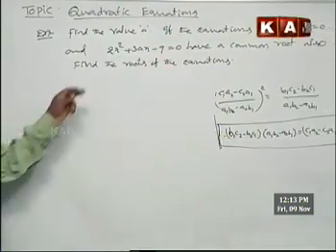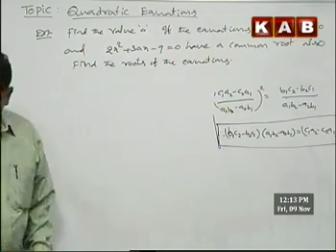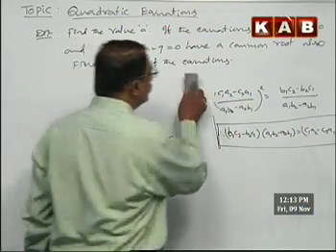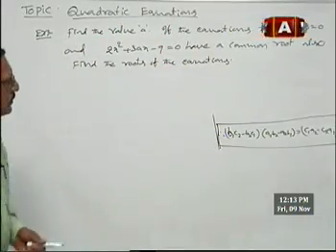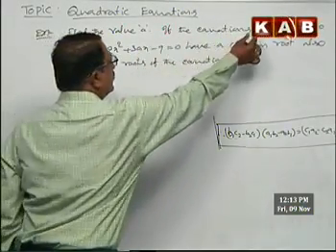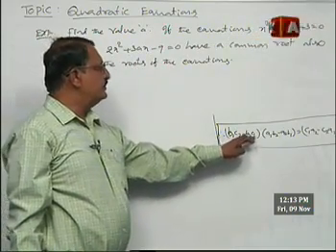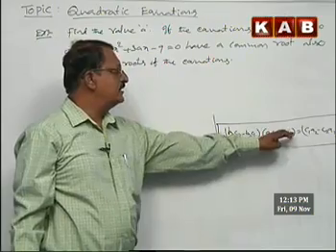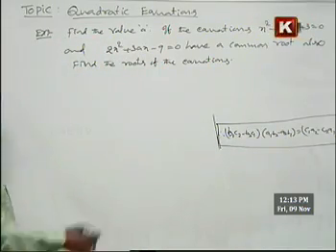Now, the given equations have a common root. We require the value of a. Now, the given quadratic equations have a common root. Now, the condition is b1 c2 minus b2 c1 into a1 b2 minus a2 b1 equals to c1 a2 minus c2 a1 whole square.